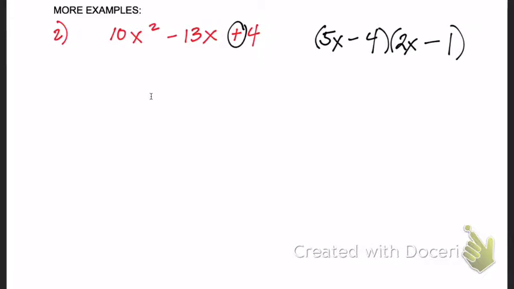Okay, let's do another example. This one is proof as to why the box method is awful and really hard.